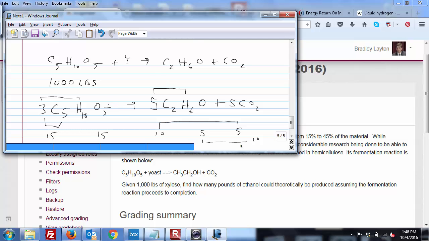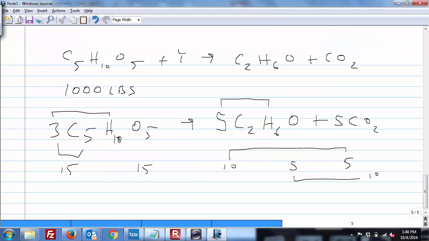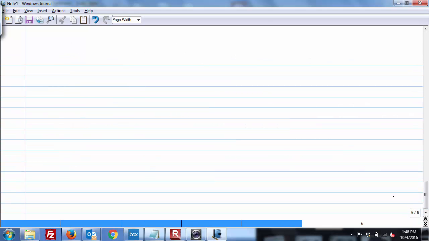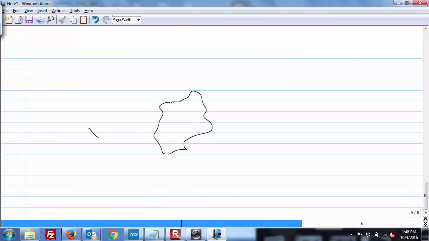Okay, I understand that. I was thrown off by the yeast. Yeah, don't worry about the yeast. Why don't you worry about the yeast? Because that just gets filtered off. The yeast is just the factory. It doesn't have any chemical composition in the equation. The yeast is just sitting there, and then the xylose goes in, and then the ethanol and the CO2 come out. The yeast is just the factory.